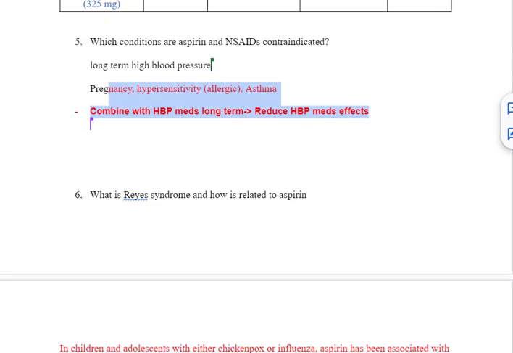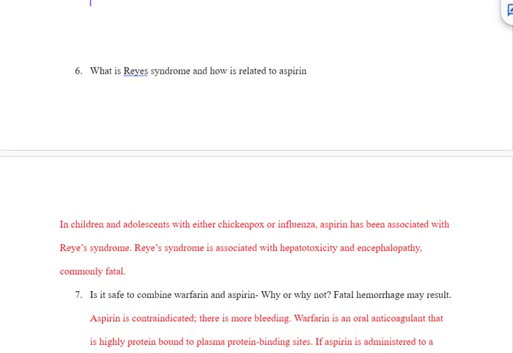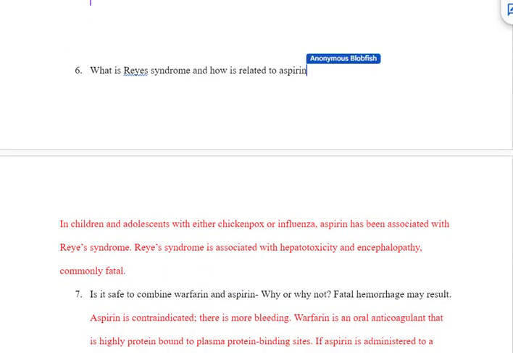All right. What is Reye's syndrome? How is it related to aspirin? Okay, so Reye's syndrome is a brain swelling, right? So thank you for encephalopathy and hepatotoxicity. It's brain swelling that kills children, especially when you combine aspirin and the child has a virus.